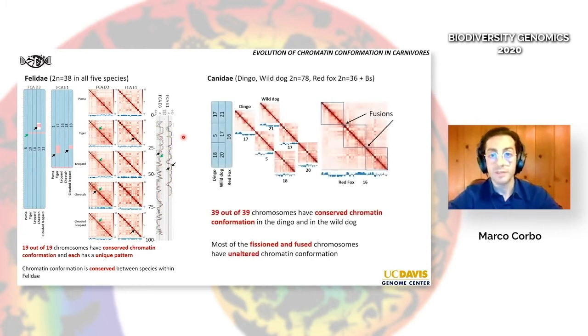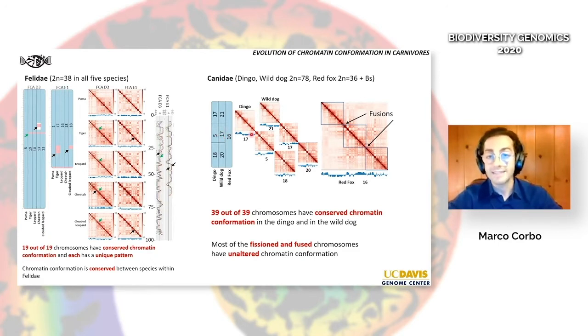Then we moved to a different family with a different karyotype, with 3 species having a different chromosome number. In this example, we report the analysis done on C-scaffold 16 of the red fox, which corresponds to 3 different chromosomes in the dingo and the wild dog.